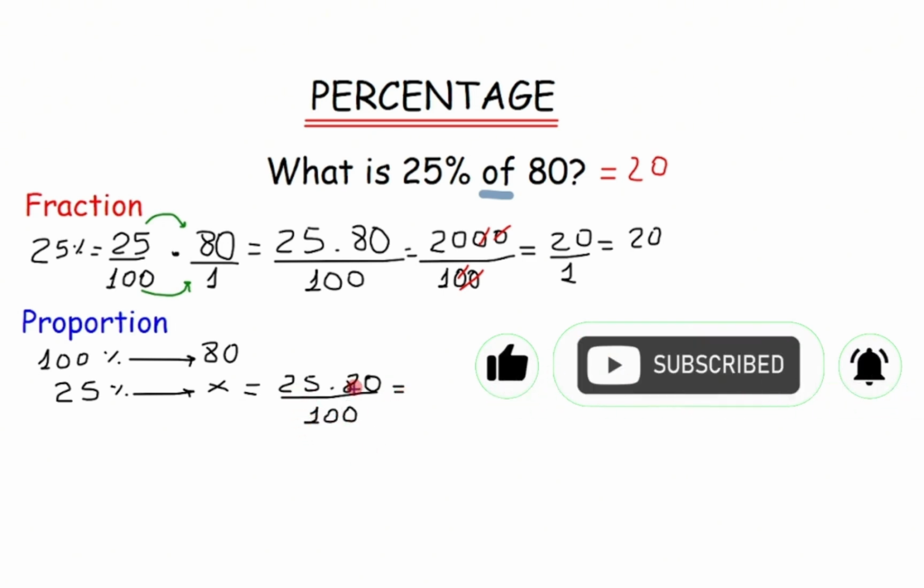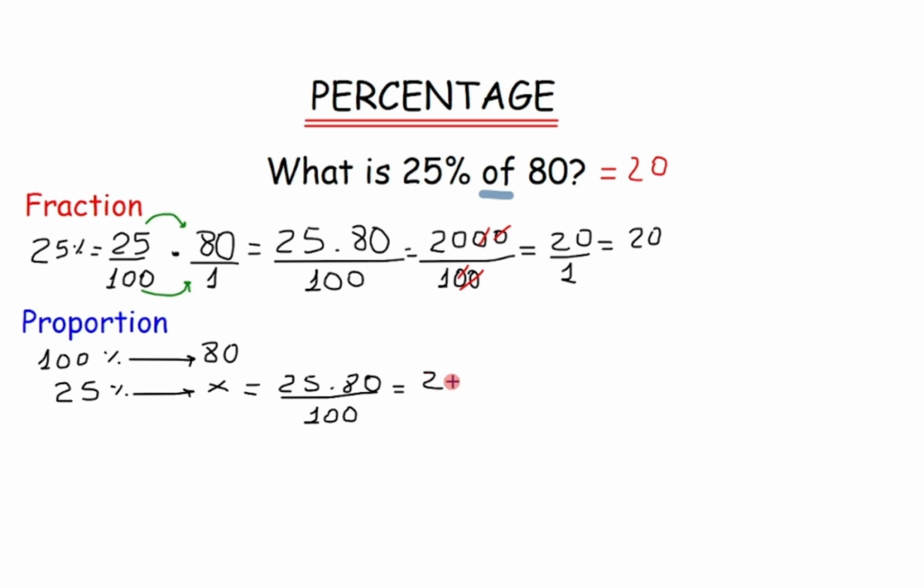We're going to multiply 25 by 80. That gives us 2000 over 100. We simplify things, just as we did before, so we're left with 20 over 1. And 20 divided by 1 is 20. As you can clearly observe, we end up with exactly the same result using both methods.